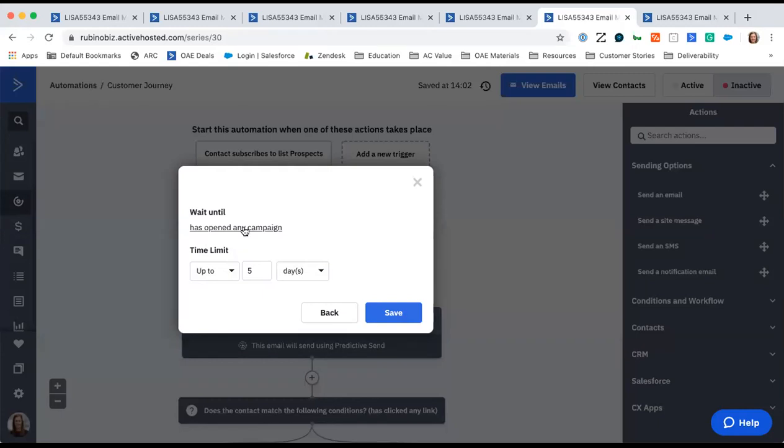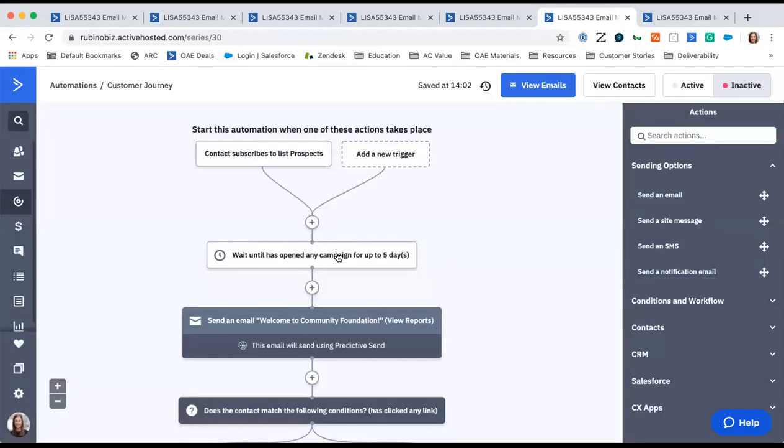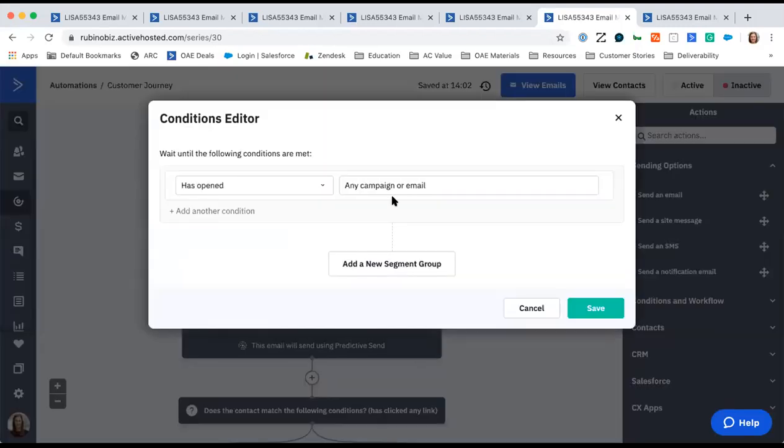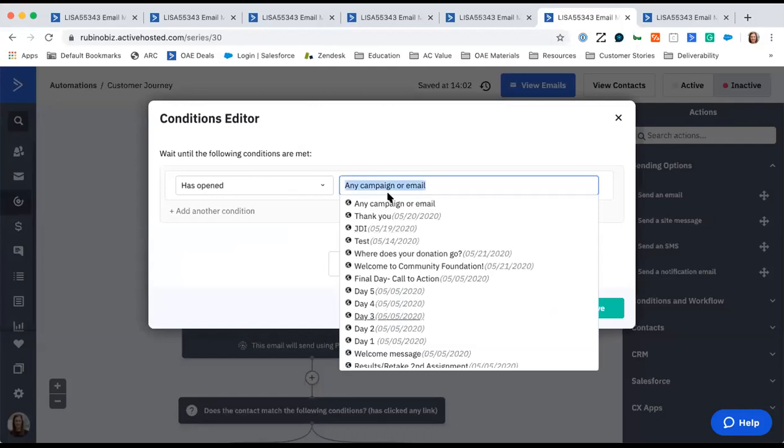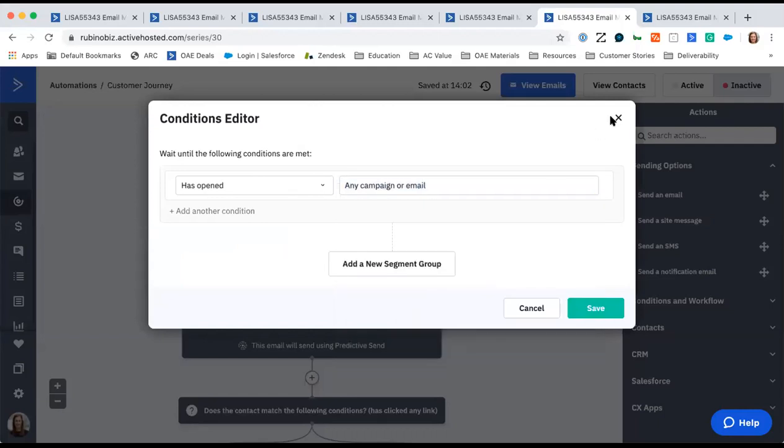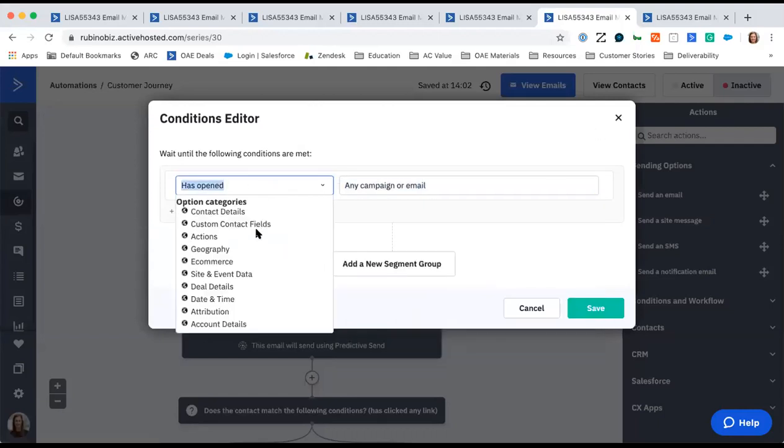But we can wait until an action is taken. So maybe we want to wait until they open the campaign. And you can select a certain campaign. This one we just did any, but certain campaigns that you're sending out, that's one example. And this is that same segment builder that we saw earlier on.